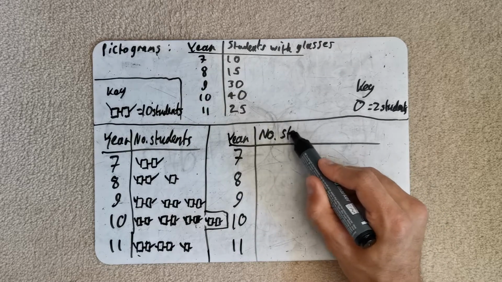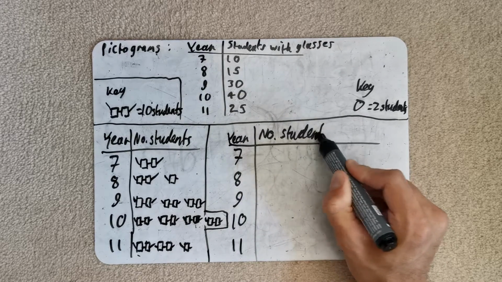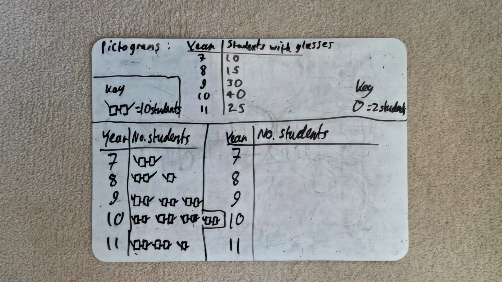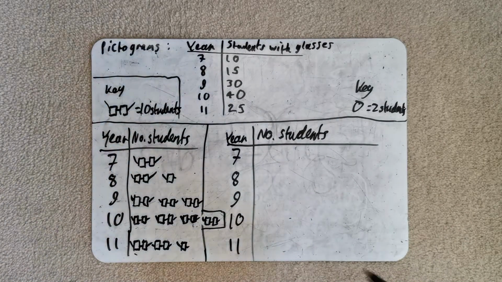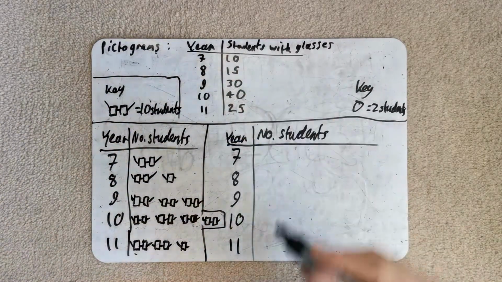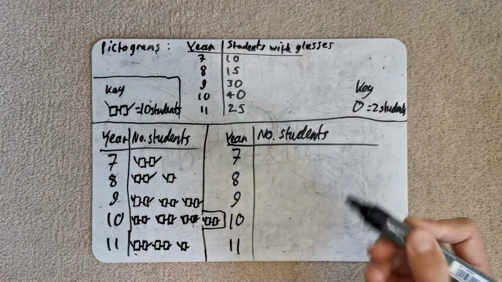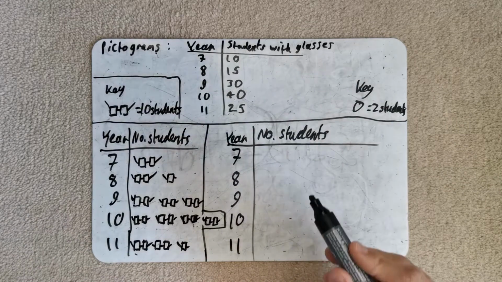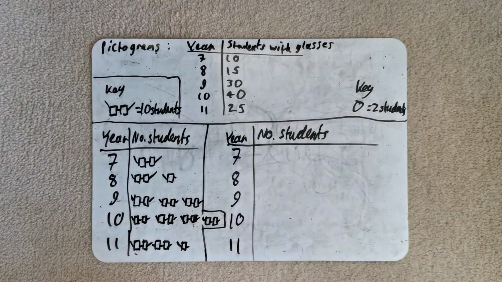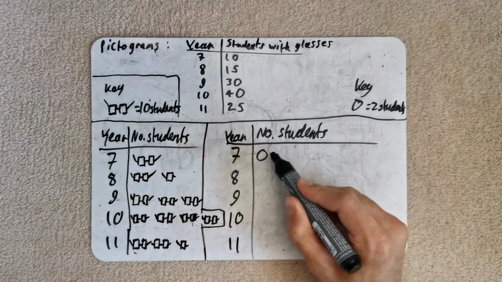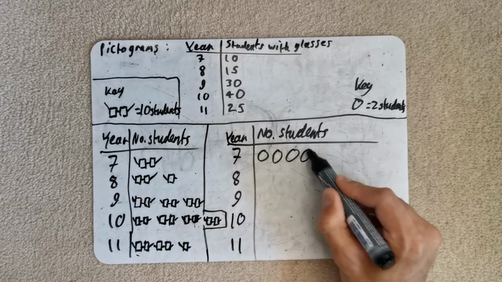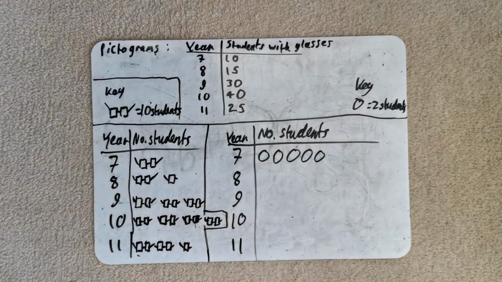Okay, number of students. Now, I'm just going to quickly pause this so I don't bore you with writing the entire thing out. Okay, and you'll see how it looks. So for year 7, first of all, I'm just going to do the first line, then I'll finish it off on my own and I'll show you afterwards. All right, so 2 students for 1 blob. And then there's 10 students altogether, so we're going to need 5 blobs. 2, 4, 6, 8, 10. Okay, I'm going to carry on like that.